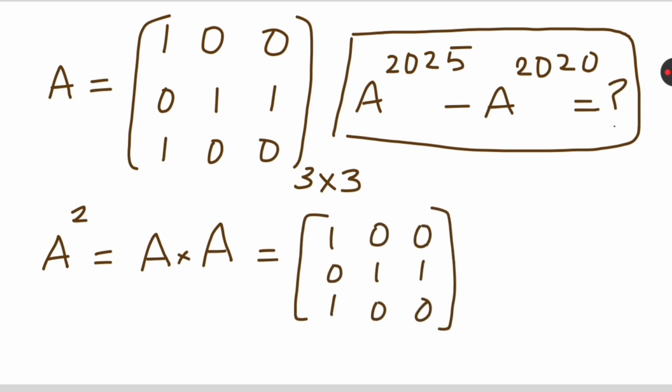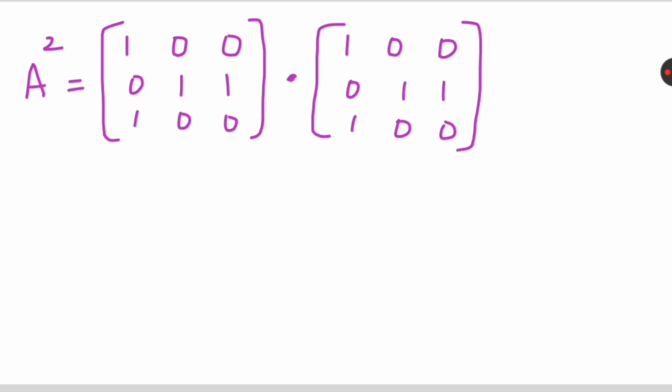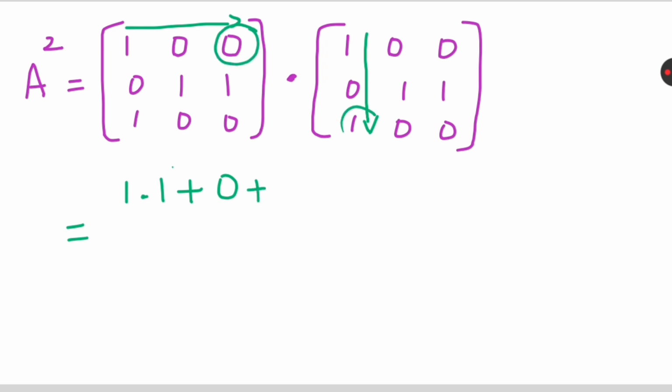This is A, and we are doing multiplication, so this times A again. So let's multiply. First, you take the first row of the first matrix and the first column of the second matrix and multiply. So we have 1 times 1 plus 0 times 0, which is 0, plus 0 times 1, which is 0. And here 1 times 1 is 1 only, so you just write 1 here.